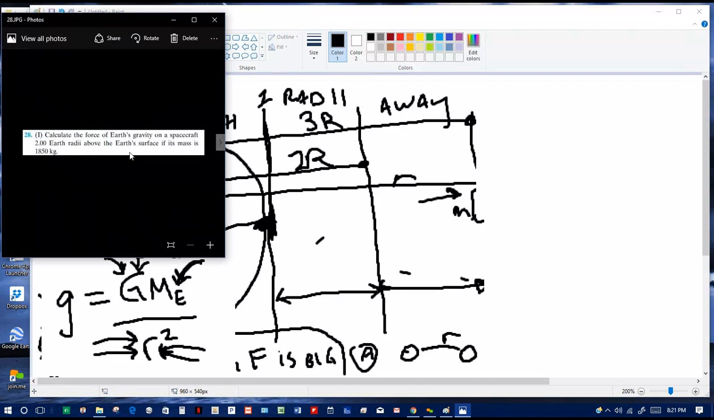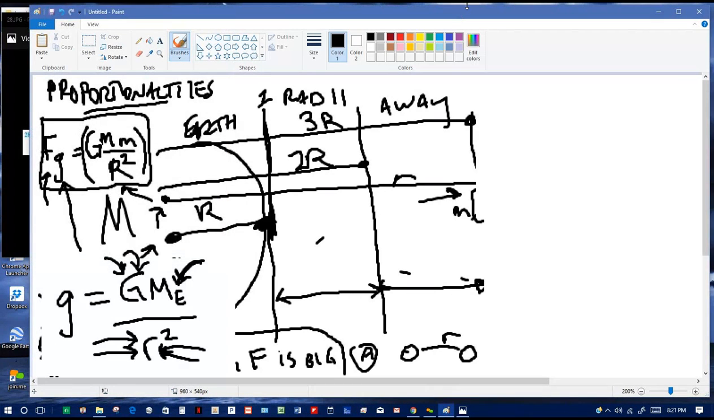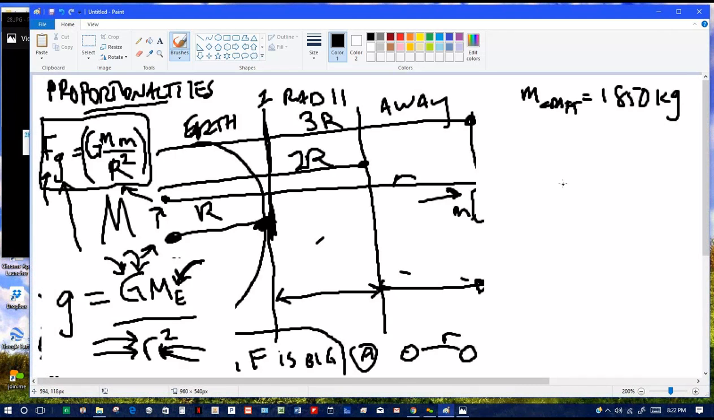The question was, and I don't remember exactly what it was: two Earth radii away from the surface of the Earth, you've got a spacecraft floating in outer space at that distance. It tells us the mass of the spacecraft is 1,850 kilograms. So the mass of the craft is 1,850 kg. So the point is, can we determine how strong gravity is at that distance, g?